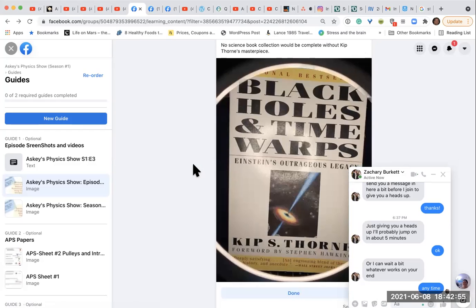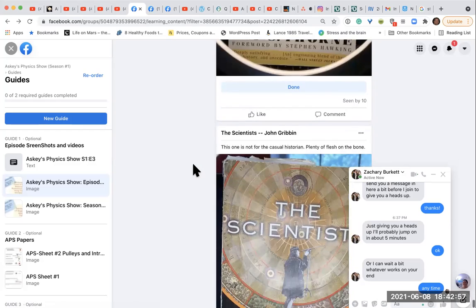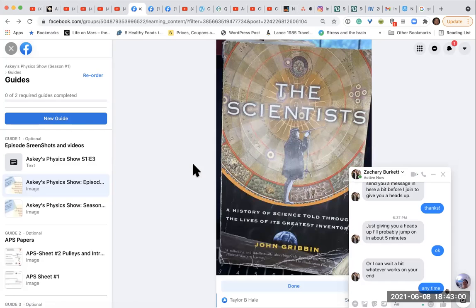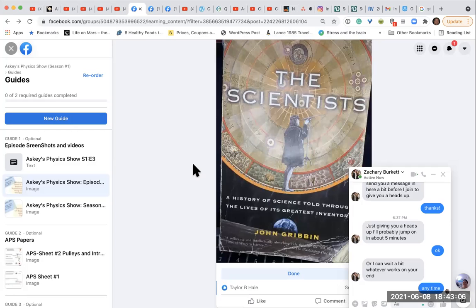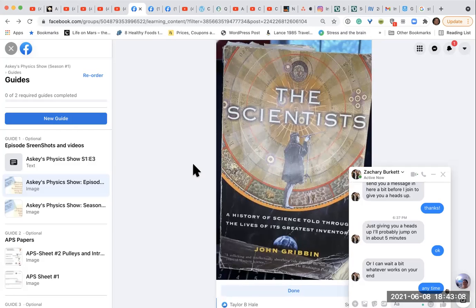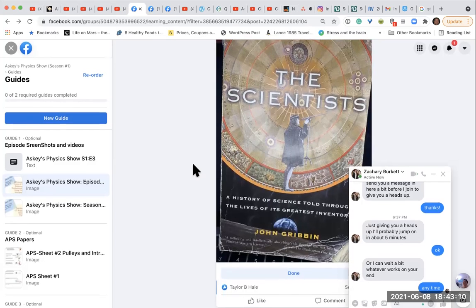Black Holes, this is Kip Thorne, Black Holes and Time Warps. I doubt you guys are going to like this one though, but this is more for some of my friends that are on the Facebook group. John Gribbin, it's a pretty thick, intense book, but it's a really good history book.